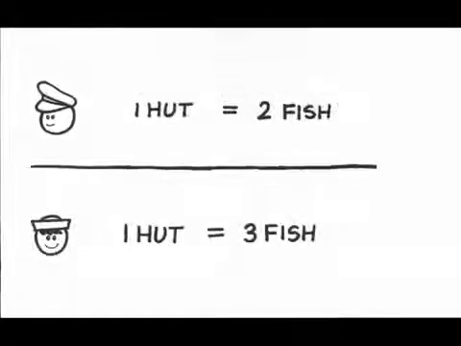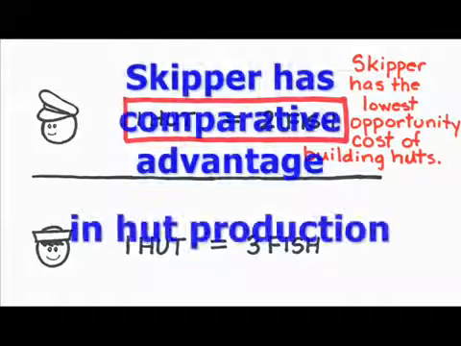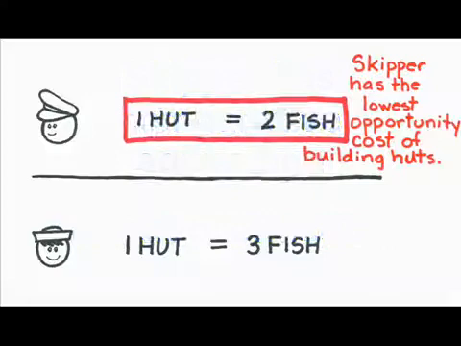What about Gilligan? He takes 45 hours to build a hut, in which time he could have produced 3 fish dinners. This means that Skipper has comparative advantage in hut production. Now some of you might be thinking, well, of course Skipper has comparative advantage. He's better at everything. This is not necessarily true.